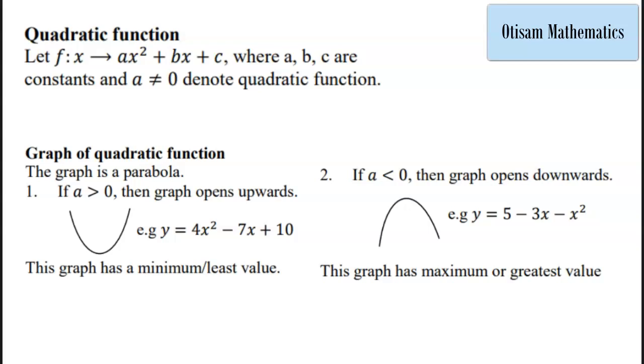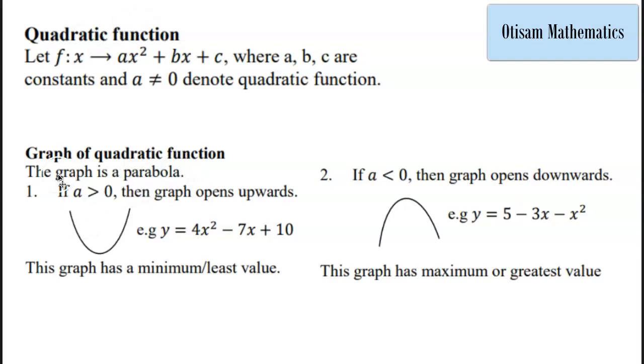Block 7, quadratic equation. In this video, I'm going to look at the quadratic function and the nature of the graph of a quadratic function. On the screen, let f be such that x maps to ax squared plus bx plus c, where a, b, and c are all constants, and the coefficient of x squared should not be equal to 0. This denotes a quadratic function. The graph of a quadratic function is called a parabola. You can call it a U-shape.